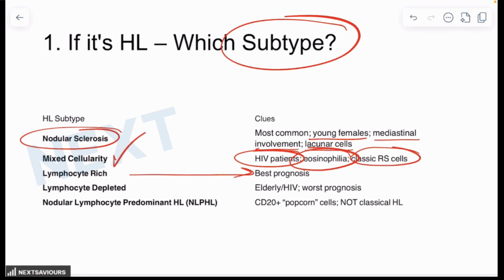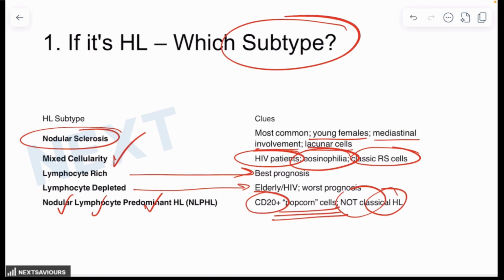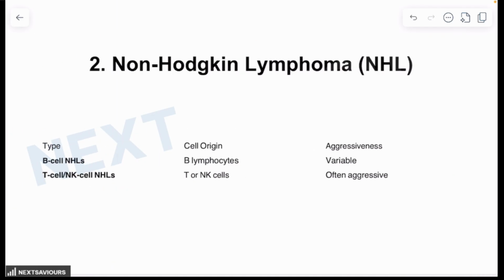One-liners are usually asked in relation to the lymphocyte rich having best prognosis, lymphocyte depleted having worse prognosis, and yes, the expression of CD20 positive, which is considered to be a differentiating feature from classical Hodgkin's lymphoma for nodular lymphocyte predominant Hodgkin's lymphoma, along with non-existence of the typical Reed-Sternberg cells, which is seen in case of classical Hodgkin's. Here, there is a popcorn cell which is identified. So this is just a hint on the basis of which you will come to know which subtype of the HL could have been asked in this question.